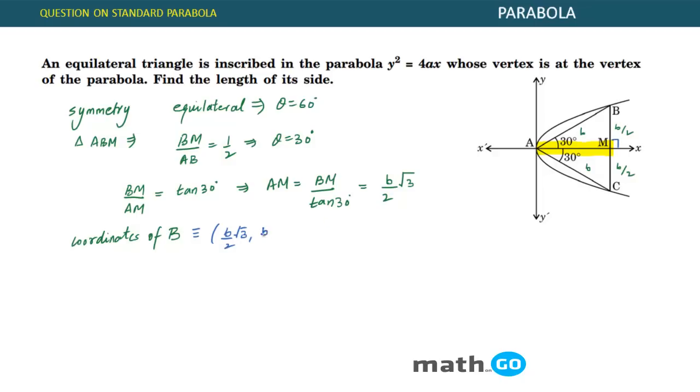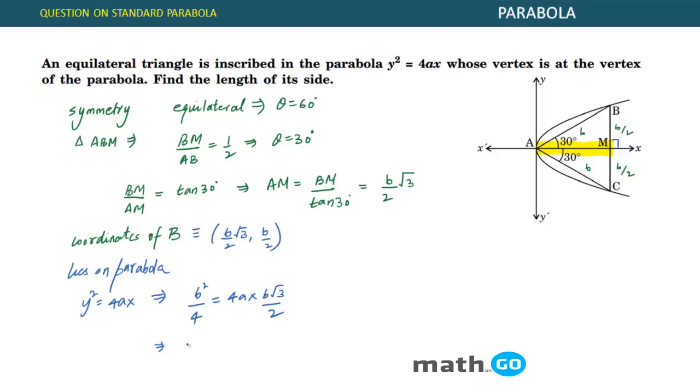So this is b by 2. Now this B point lies on the parabola. That's it, question over. Now satisfy this point in the equation of the parabola, that is y square equal to 4ax. If I solve this, what you will get is b square by 4 equal to 4a into b root 3 by 2. Right, so now you just need to solve for b.